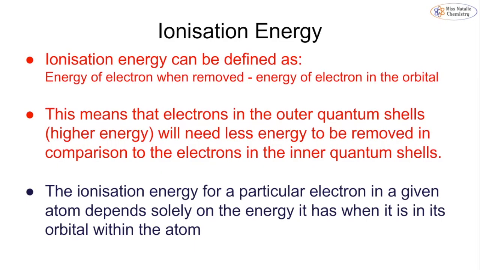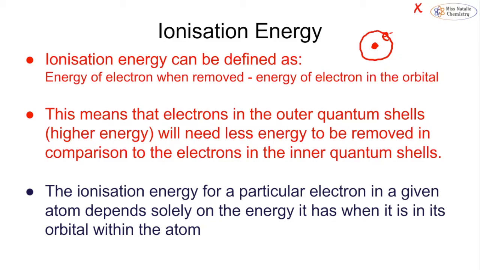So if we look at another way to think about ionization energy, we can define it as the energy of the electron when it is removed, take away the energy of the electron when it is in the orbital. So for example, if I have my atom and I have my orbital here, the ionization energy, the energy when the electron is removed is going to be at a specific energy level when it is no longer attracted to the nucleus. So let's say that energy is here. So we want to take this electron and move it up to the X. And that will make sure that I have no longer got any attraction to my nucleus.